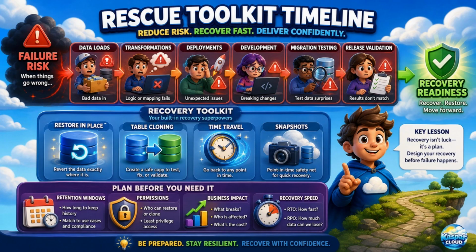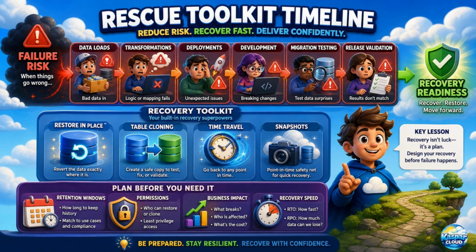Data recovery planning in Microsoft Fabric Data Warehouse should combine multiple platform capabilities rather than depend on a single rollback method. Recovery options can include restore in place, table cloning, time travel queries, warehouse snapshots, and carefully governed backup or validation processes depending on the scenario. These features reduce operational risk when ingestion jobs, transformation logic, schema changes, or deployments introduce incorrect data or unexpected behavior.